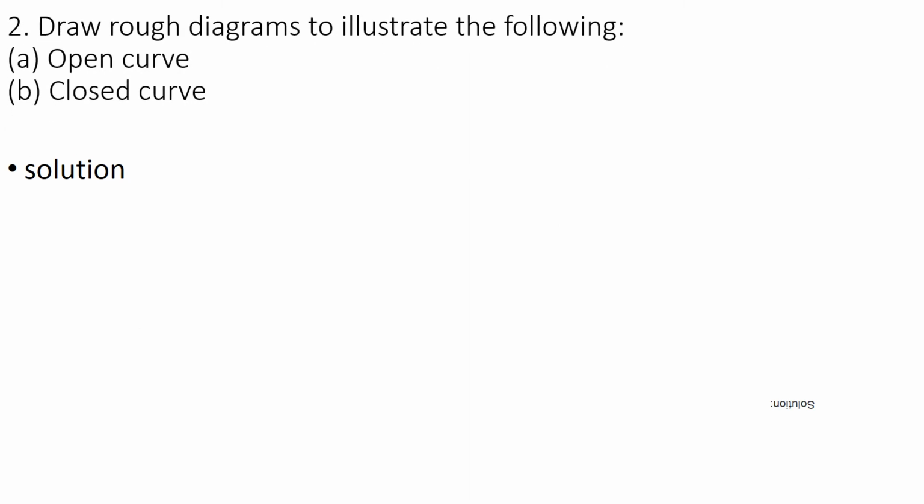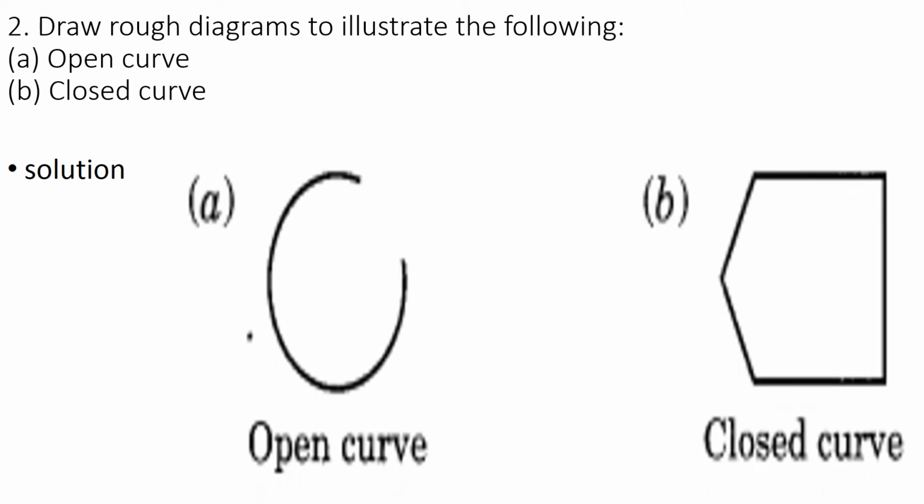Draw a rough diagram to illustrate the following: open curve and closed curve. So A is the open curve and B is the closed curve. You can draw your own diagrams. Do you know what the open curve is? What is the closed curve? You can draw your own diagrams because it's a rough diagram only. So you can draw your own things.